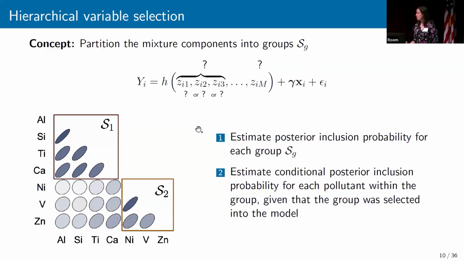So in our Bayesian framework, in order to get these two pieces, we estimate a posterior inclusion probability for each group. And then we estimate conditional posterior inclusion probabilities for each mixture component within the group, given that the group was selected into the model. I'll illustrate that in a slide or two with the Boston air pollution example.